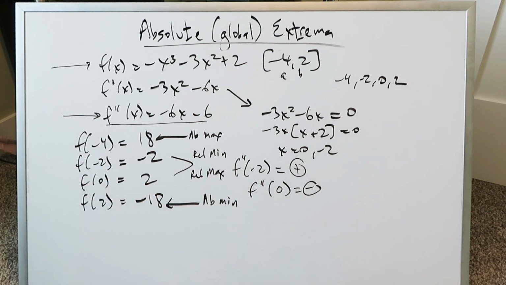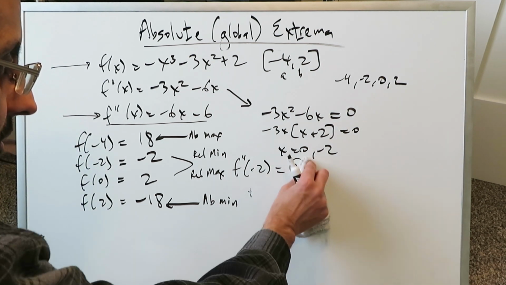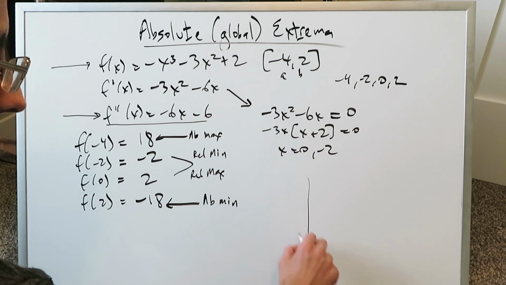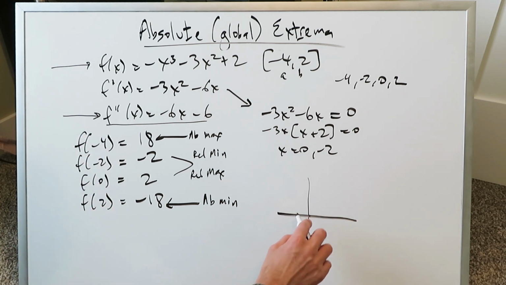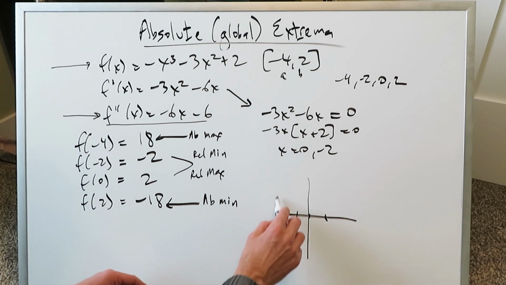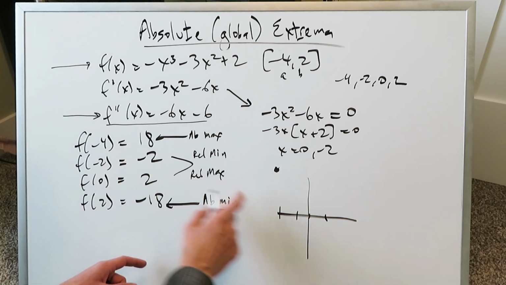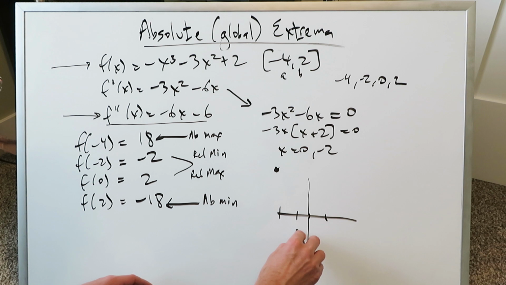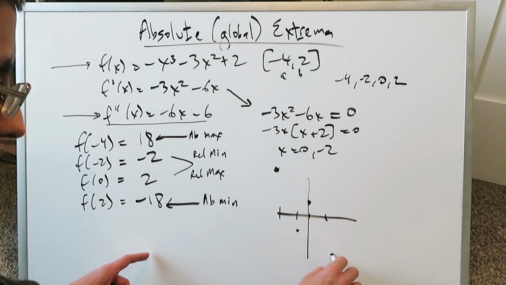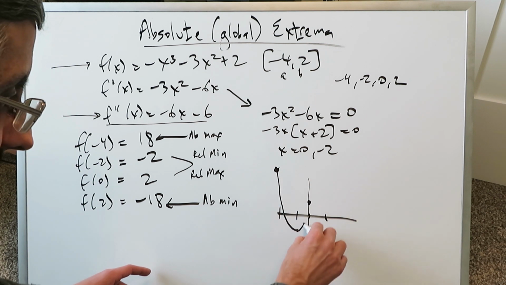And now, utilizing all of this, I can do a graph for you. The graph will be something like this, but not drawn to scale. I'm going to look at these x-axis values. I have a minus 4, a minus 2, a 0, and a 2. At a minus 4, I'm getting a value here of 18. At a minus 2, I'm getting a value of minus 2. At 0, I get a value here of 2. And at 2, I'm getting a value of minus 18. My graph looks something like this.